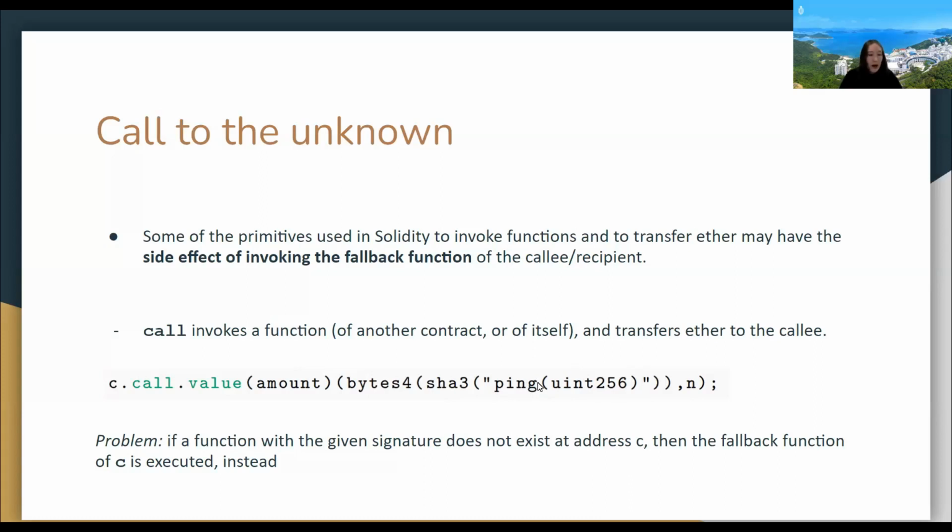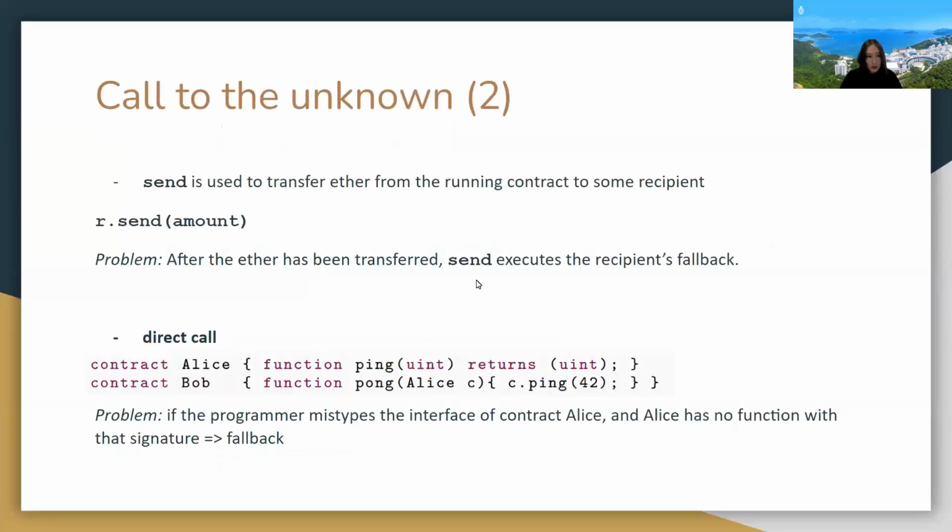Here we have a problem: if a function with the given signature does not exist at the callee's address, meaning the function that we specified doesn't exist in the contract at that address, then the fallback function is executed instead. Let's go to the next slide.